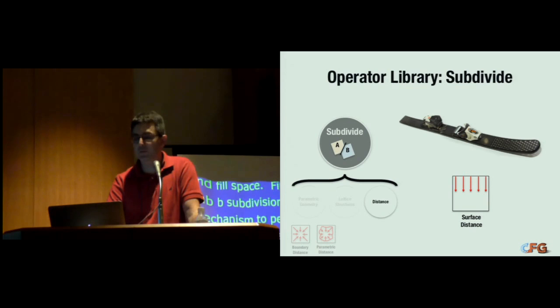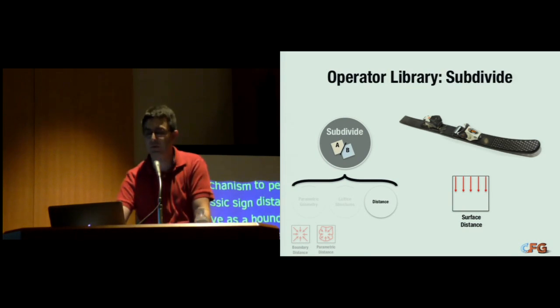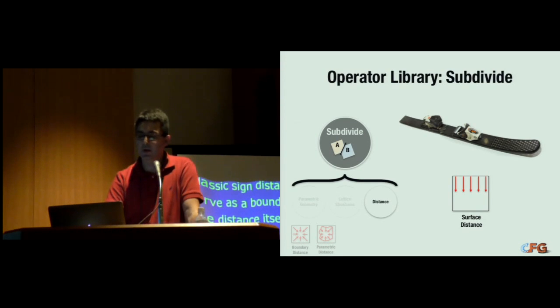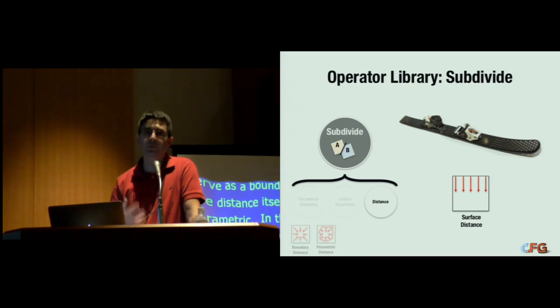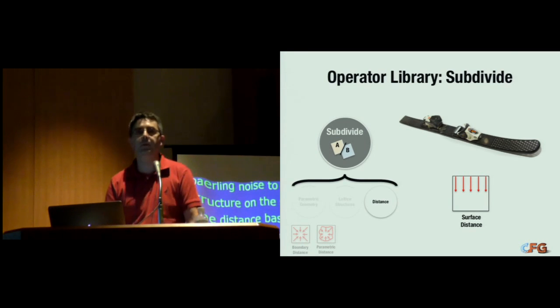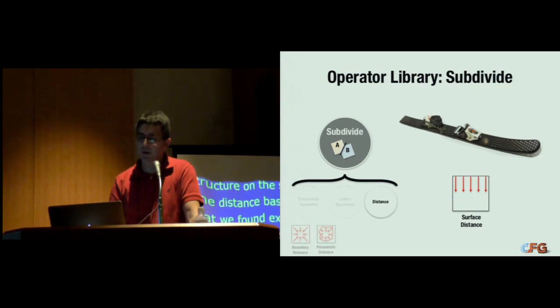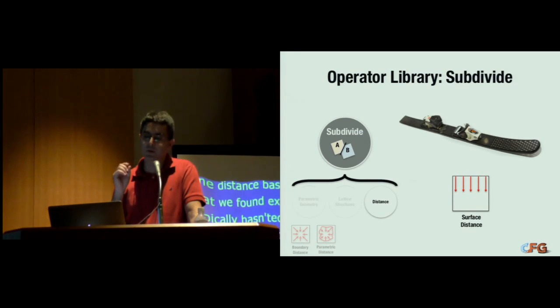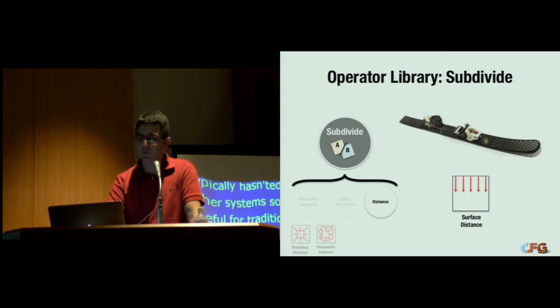One distance-based subdivision operator that we found extremely useful and that typically hasn't been described in other systems is very useful for traditional mechanical CAD parts. This is what we call the surface distance operator. Unlike the traditional signed distance function, which I named the boundary operator, this one is tied to a specific surface that's part of the solid part of the volume.